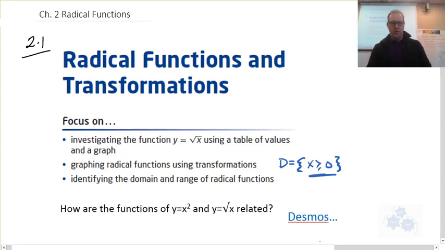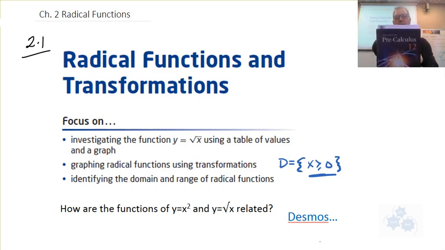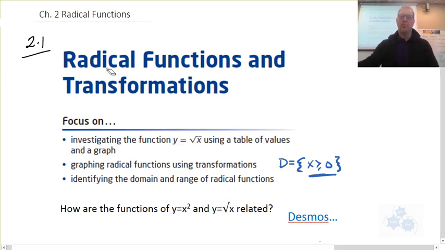Pre-Calculus 30. We're working from the Pre-Calculus 12 textbook, McGraw Hill Ryerson, and we are on page 62 for those of you that want to follow along. Have your textbooks open to that. We're starting chapter 2, and chapter 2 is about radical functions and transformations. So we're going to talk today from 2.1 about those two things.